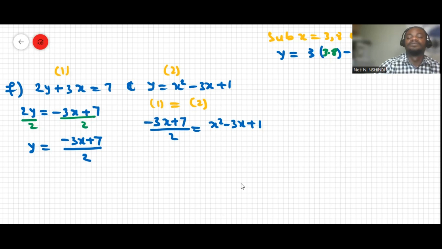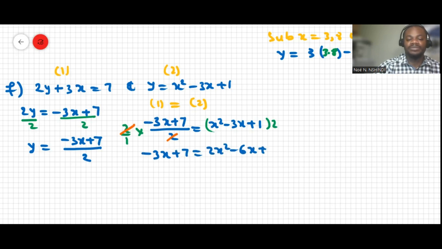Now, to cancel the denominator, we can times the whole equation by 2, times here by 2 over 1. So I times by 2 there. If I times by 2 one side, I must also times by 2 on the other side to maintain the equation. So this makes negative 3x plus 7 equal to 2x squared minus 6x plus 2.